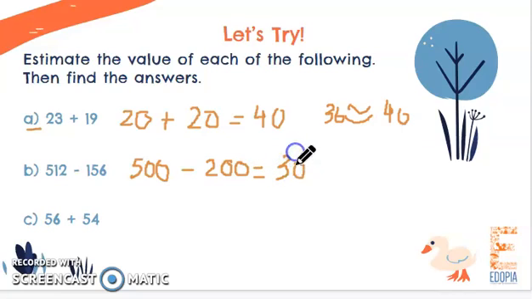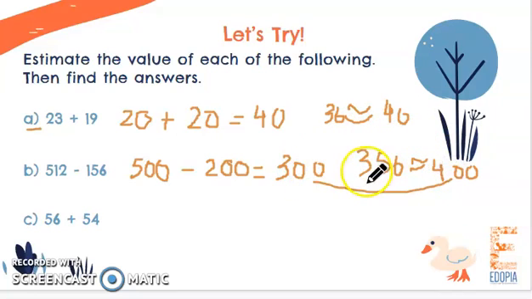Now let's see what do we get when we subtract the actual values. 512 subtract 156 makes 356. Now let's round off this number to the nearest hundreds. My target number here is 3 and the very next number I have is 5. This means I have to round up. Rounding up this number, we get 400. How? I'm going to add 1 in my target number and making the next number 0. So 356 will change into 400. Now the estimated value and the estimated value of the actual answer are different. This means my answer here is not reasonable.